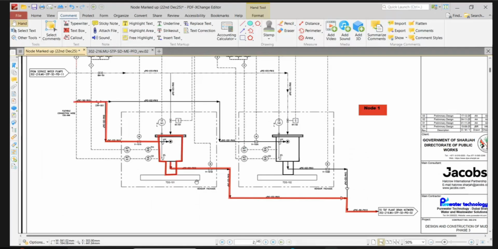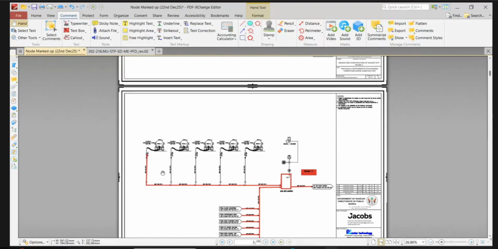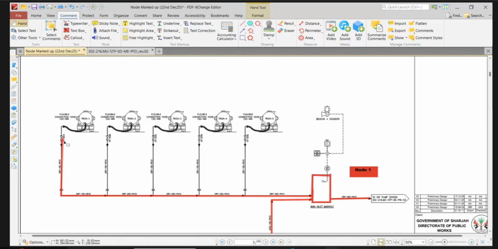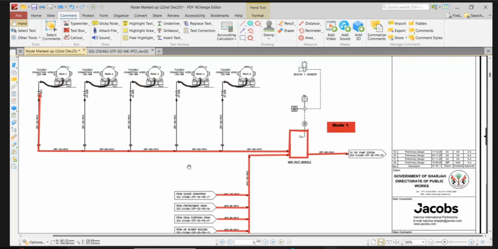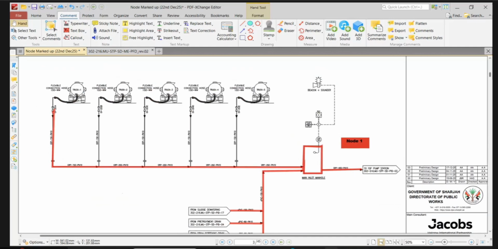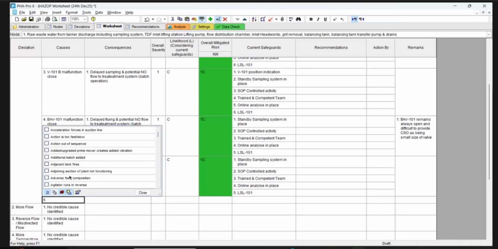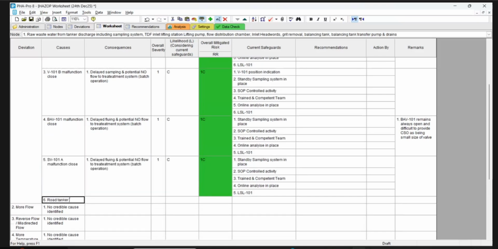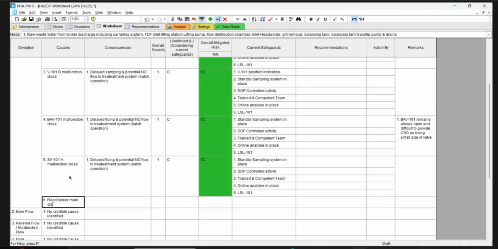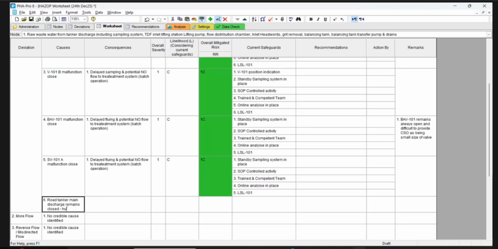Okay, guys, coming back to this P&ID. If this valve remains closed, I'll put it. Any valve to the tanker discharge valve, the same consequence. Road tanker main discharge valve remains closed, human error. Anything you can do for more flow? More flow we will do later. So let us review the no flow, then we'll go for more flow.